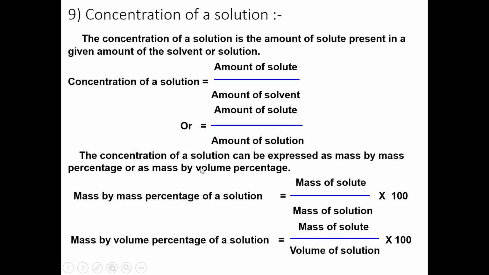The concentration of a solution can be expressed as mass by mass percentage or mass by volume percentage. By finding the ratio of the mass of solute and the mass of solution and multiplying it by 100, we get the mass by mass percentage of a solution. Similarly, by finding the ratio of mass of solute and volume of solution and multiplying it by 100, we get the mass by volume percentage of a solution.